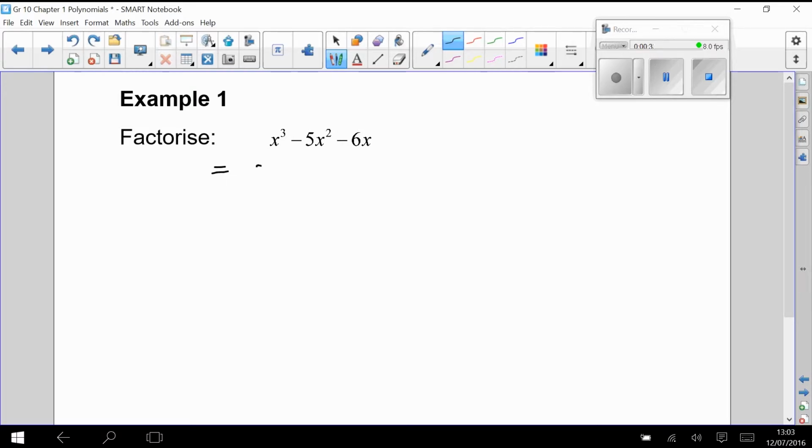And I can quite nicely see that I've got a highest common factor of x. By taking out that highest common factor, I'm left with a bracket factor of x squared minus 5x minus 6. Still factorizing further by looking at the bracket, I can see that that bracket is a trinomial, and that factorizes very nicely for me so that I get x minus 6 and x plus 1.